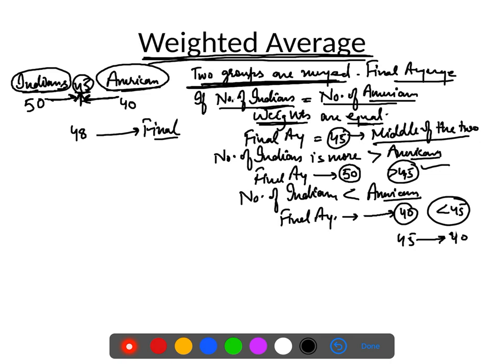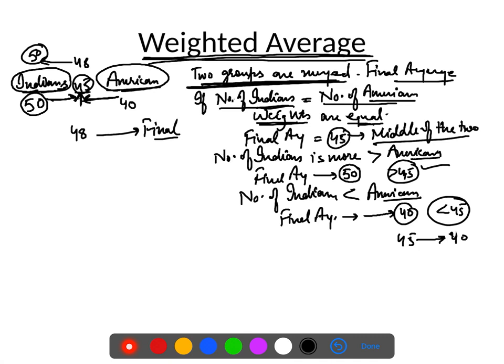Clearly, 48 is not the midpoint. That's evident. That means the weights are not equal. So 48 is closer to 50. The needle is towards the Indians group. So that means it will have more weight, or the number of Indians will be more than that of Americans.